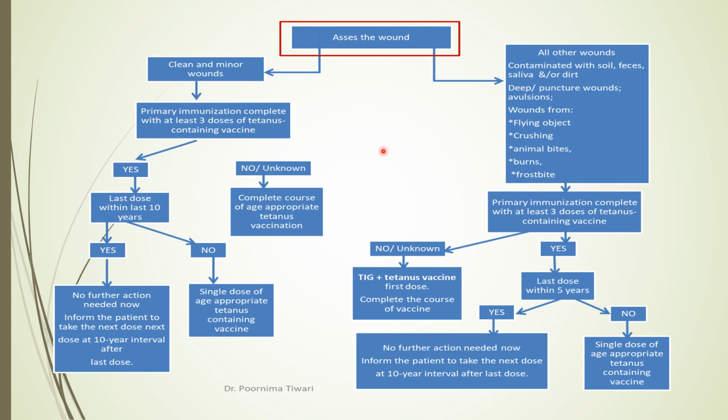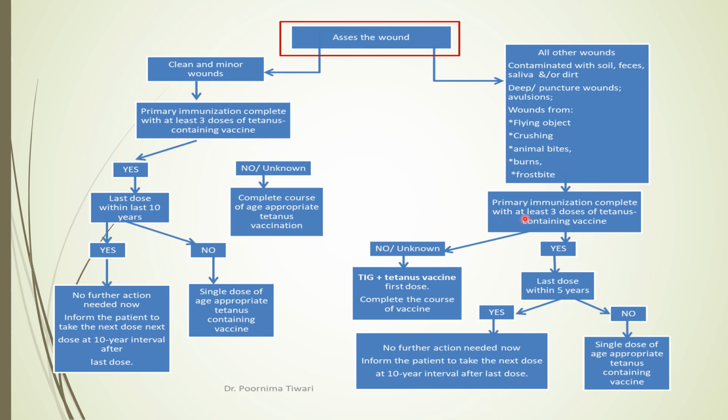Just like with the clean wound, we're going to check to see if they've had their childhood vaccines, and if they have, we see if they have the last dose in 5 years versus 10, and if they have, then they're okay for now. You just start back on the 10-year plan. But if they have not received one within the last 5 years, then you just give them a single dose that day.